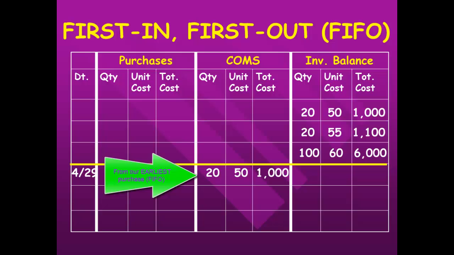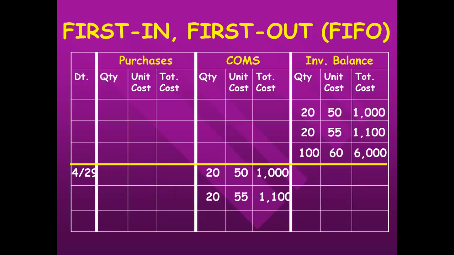Where's the next place I'll go looking? 20 at 55. Do I need all of those? Yes, because 20 plus 20 would only get me up to 40. I need to get to 70. How many more am I still looking for? 30, and they would cost me how much each? 60 each.